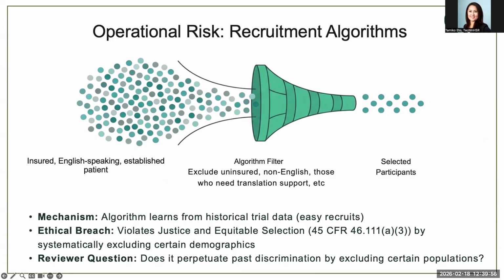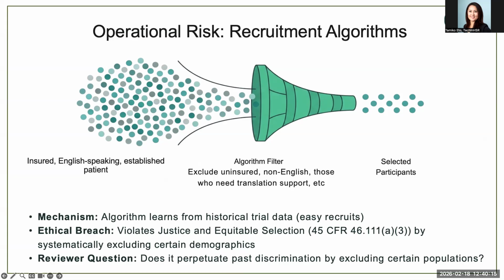But what it does not represent: the uninsured patient whose eligibility is there, but they are hard to reach, the non-English speaker who needs translation support, but the study cannot afford that, or the person without stable housing who could still participate with the right accommodations, but the study couldn't afford it or didn't incorporate that into their funding.